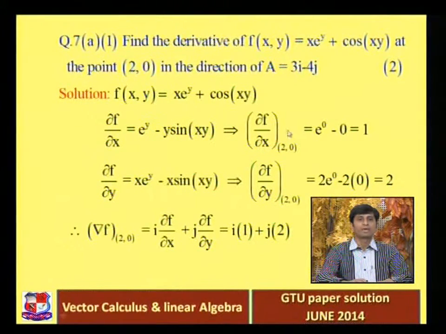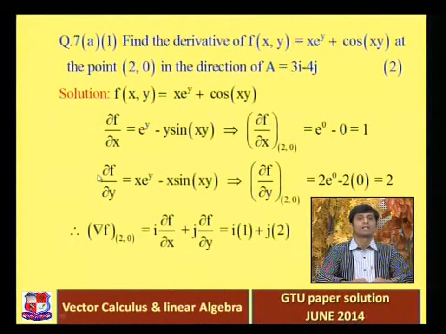Now we want to find the value of this del f by del x at the point (2, 0). So instead of x we put the value 2, and instead of y we put 0. So put x equal to 2 and y equal to 0 in this equation. So e^0 minus 0 into sin 0; sin 0 is also 0, and e^0 is 1. So finally you will get 1. So the value of del f by del x at the point (2, 0) is 1.